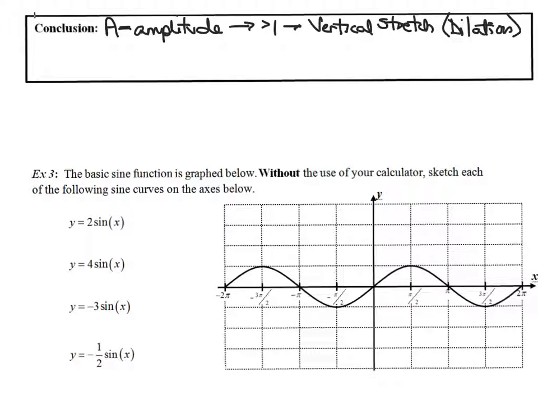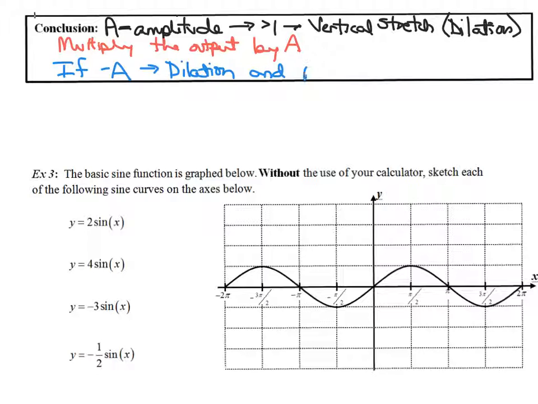What do we do to get our graph? We are going to multiply the output by A. And lastly, if we have a negative A, then that tells me that not only do I have a dilation, but I also have a reflection over the x-axis. The A, though, is still called the amplitude. So we always say the absolute value of A is the amplitude of my graph.